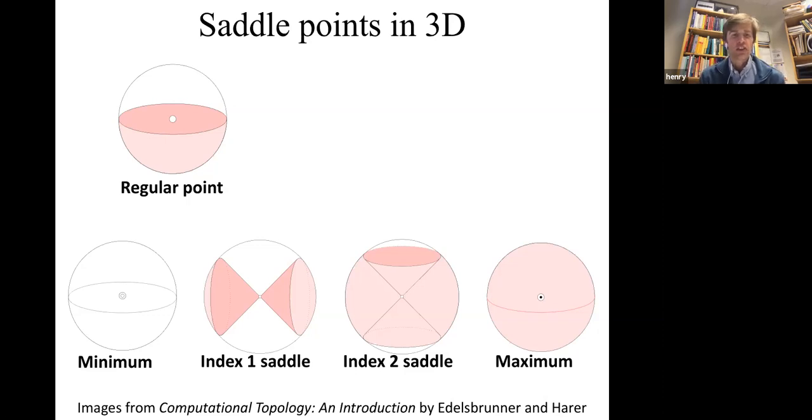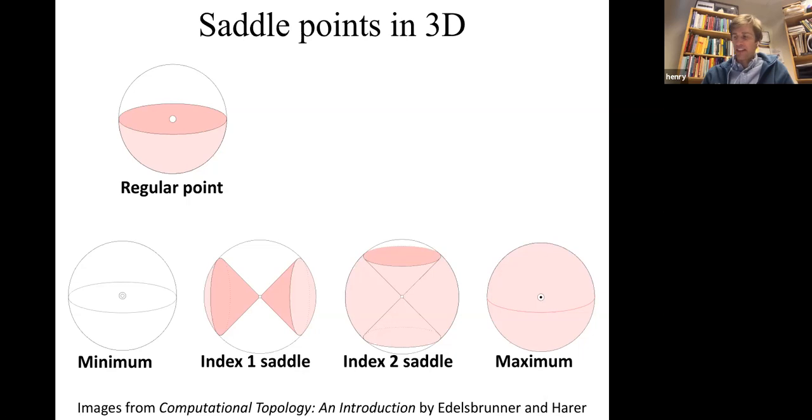If you're at a non-critical point, a regular point, as the water level increases, it's the picture on the top left. It just approaches you from one side and washes over you. If you're at a minimum, the water collects exactly where you are first. If you're at an index 1 saddle point in 3D, the water is approaching you from one linearly independent direction, the right and the left.